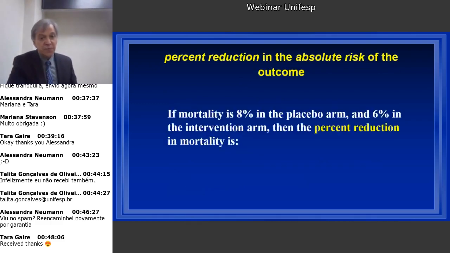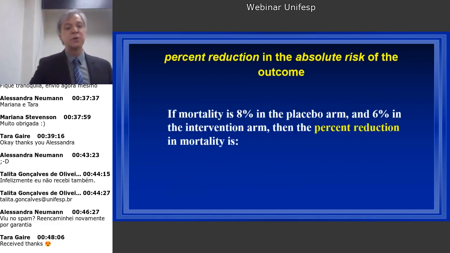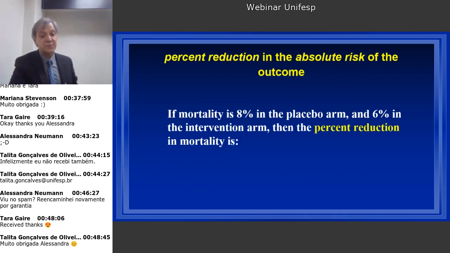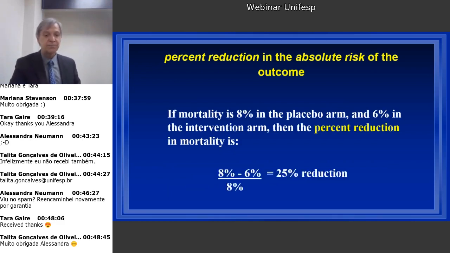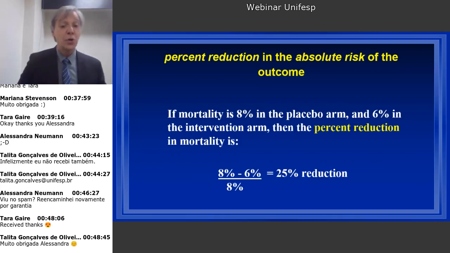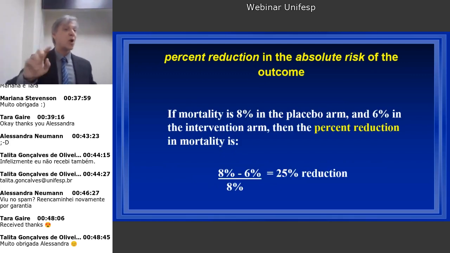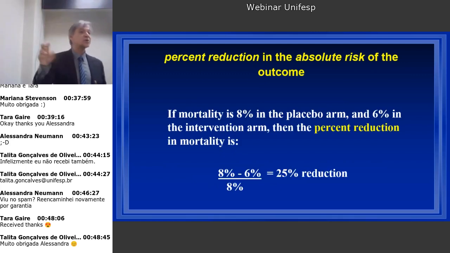Okay, so let's look into percent reduction in the absolute risk, which is the most common way of doing it. If mortality is 8% in the placebo arm and 6% in the interventional arm, then the percent reduction in mortality is, come on, you see how that's calculated? It's very simple. Now, you don't know that beforehand, but you need to use that to calculate your power, to calculate your sample size.